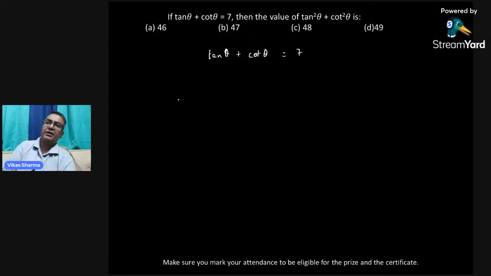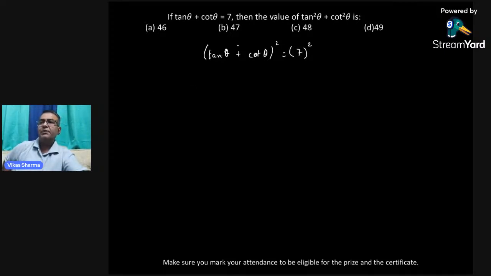If we are given tan theta plus cot theta, we need to find tan square theta plus cot square theta. I don't think we can apply a trigonometric identity here, because that will give us a more confusing thing. It will bring in secant and cosecant, which we are not looking at. So basically what we are going to do is just square both sides. That is going to be much simpler for us, because when we square these two sides, we should get the answer.